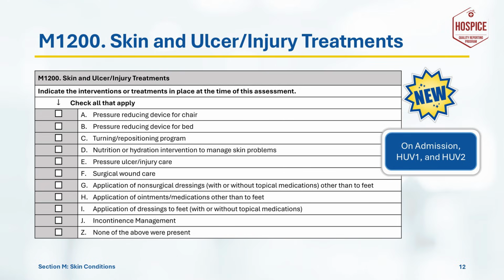As you can see in this item, there are many types of interventions and treatments listed, such as pressure relieving devices for beds and chairs, turning repositioning program, nutrition or hydration interventions, care to pressure ulcers, injuries, and surgical wounds, application of dressings with or without topical medications to the feet or other than to the feet, and incontinence management. If none of the interventions or treatments in this list were used, you would check Z, none of the above were present.